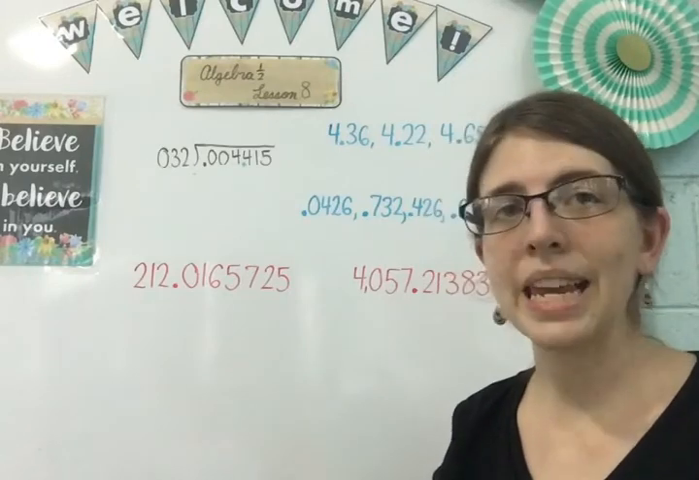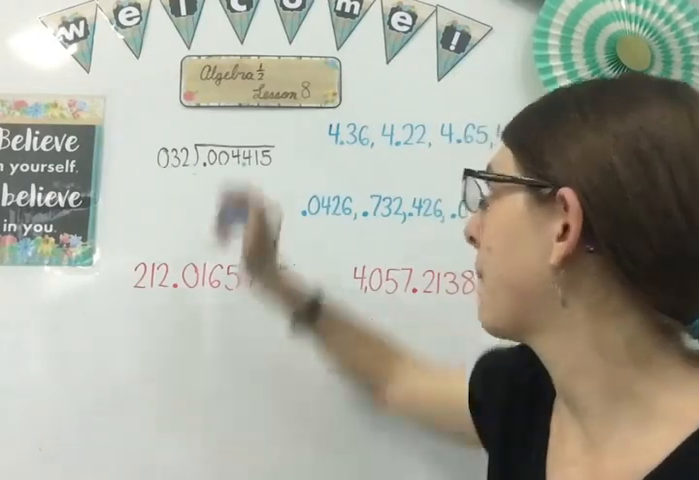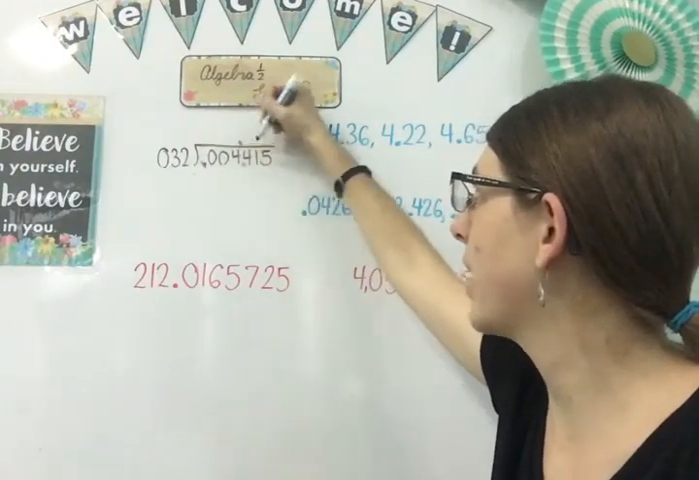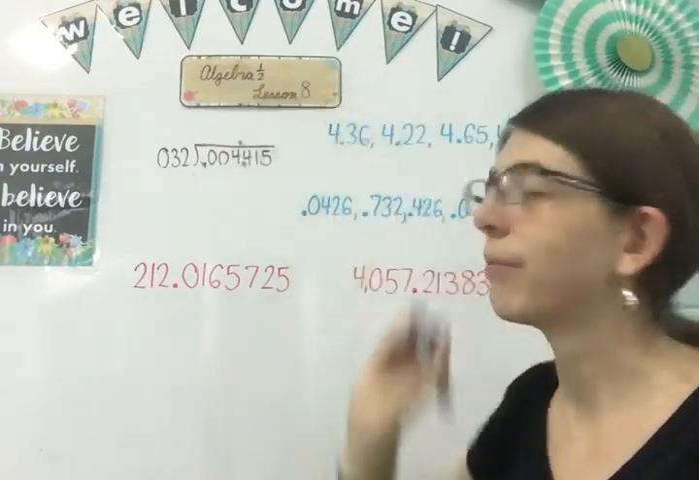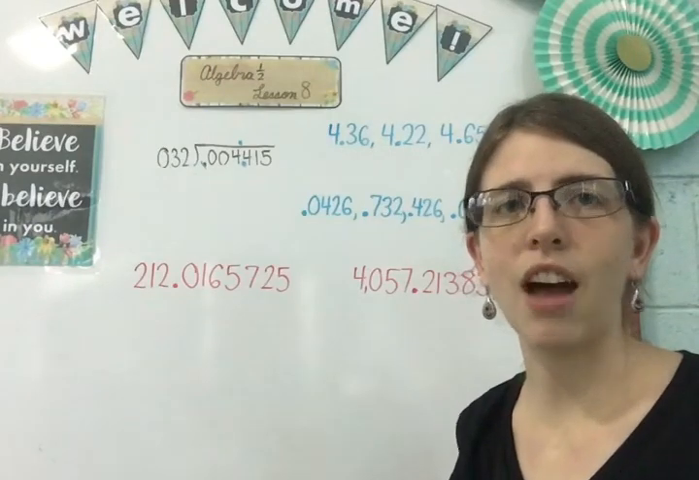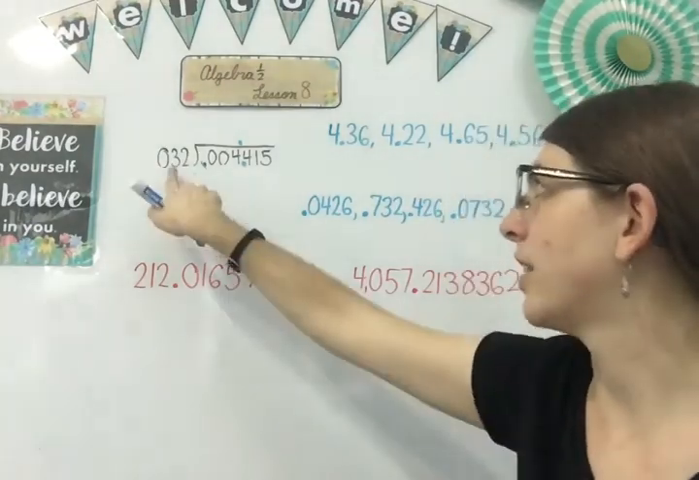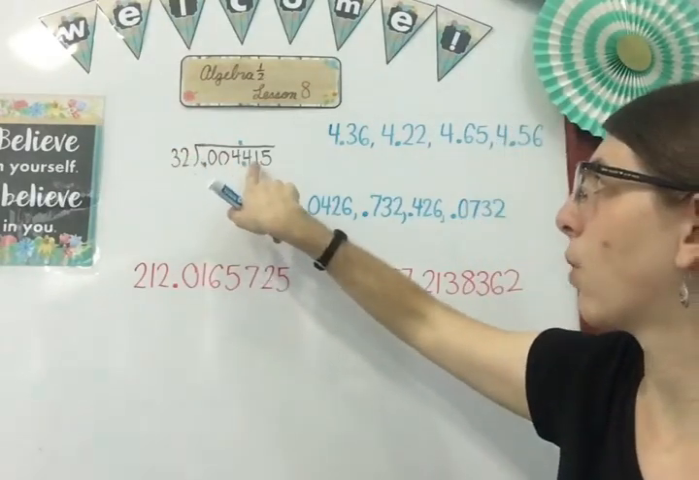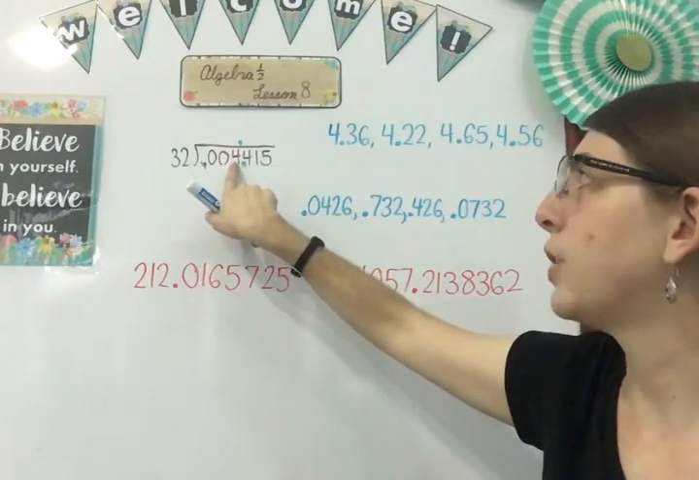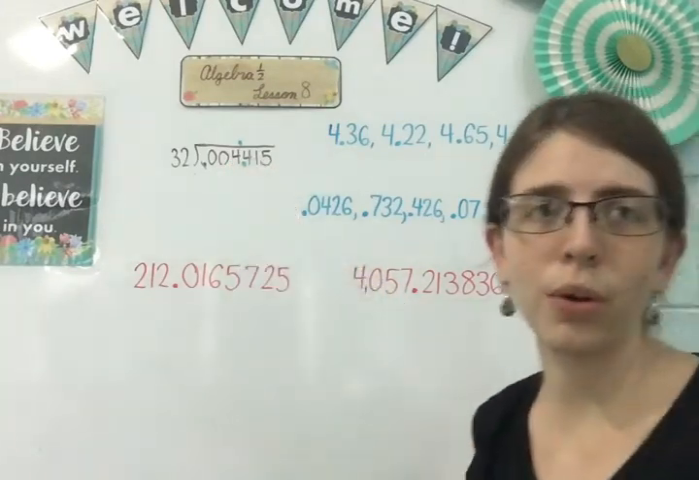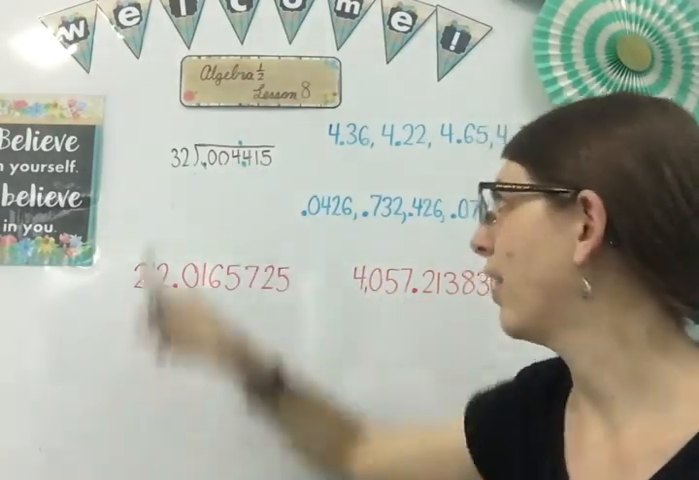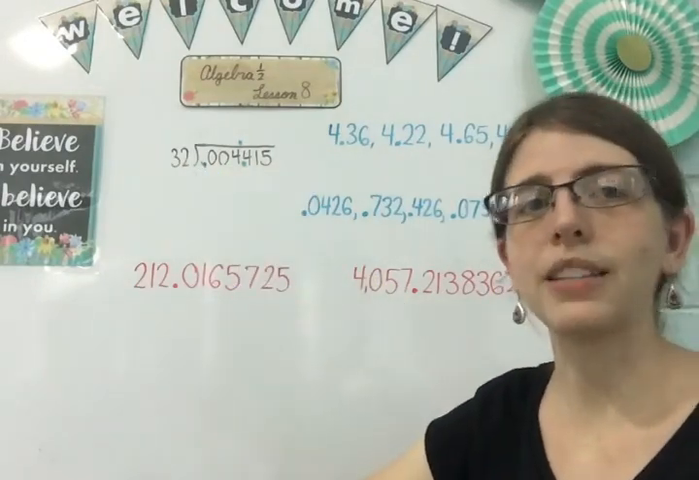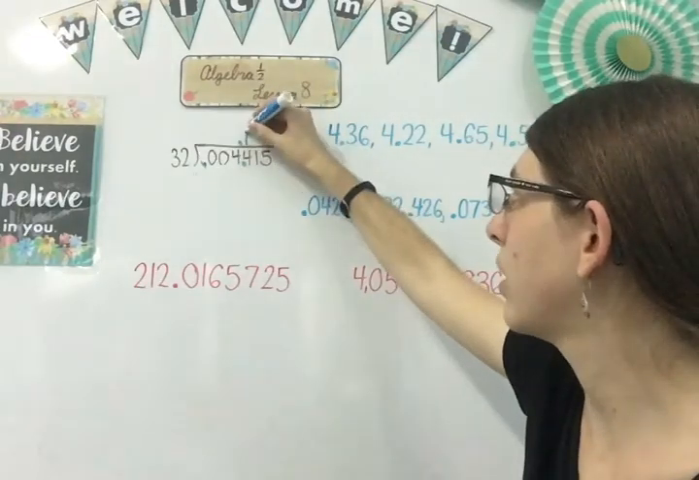I'm going to immediately put that decimal point up here on top so I don't forget where it is. If it's changed from there, it's now right here. So I'm going to put that immediately on the top. Now I'm dividing just 32 into 4.415. Well, 32 can't go into 4, but it can go into 44. How many times? Well, I look at my 3. 3 can go into 4 one time, so that means that 32 can probably go into 44 one time.